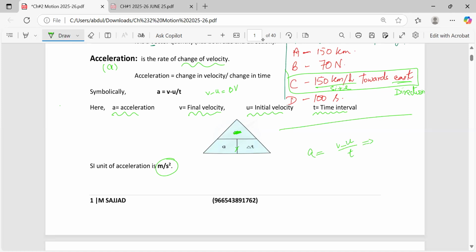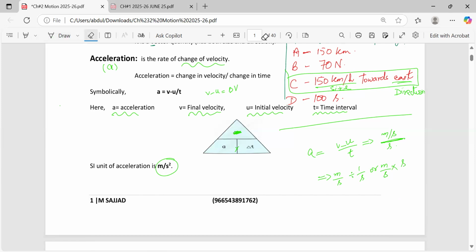V minus U, so both are speed. It means meters per second, over time, second. And you are very good mathematicians. Meter per second divided by second. You know, meter per second, this means divide. In lower grades, classes like 4, 5 math, when dividing, it will be flipped and multiplied.